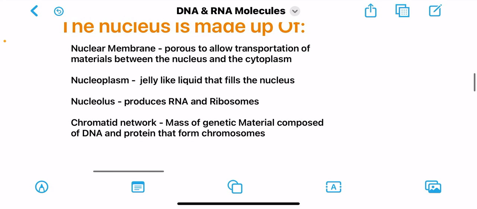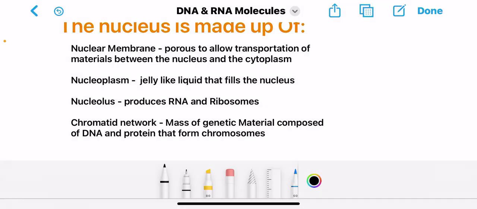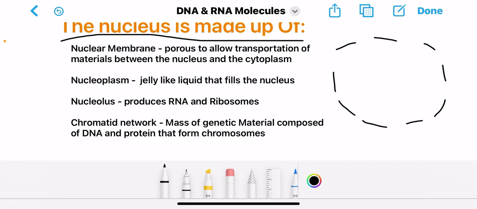Now, we're going to speak about the nucleus. The nucleus is firstly made of what? The nuclear membrane. This is the nuclear membrane. After the nuclear membrane, remember what is the function of the nuclear membrane? The function of the nuclear membrane is that it is porous. When we speak about something that is porous, we are speaking about something that has holes in it. It has small spaces within it which allow for something to pass through.